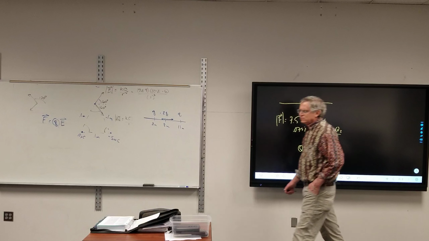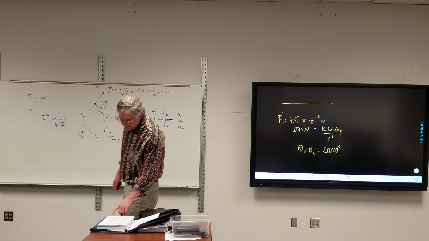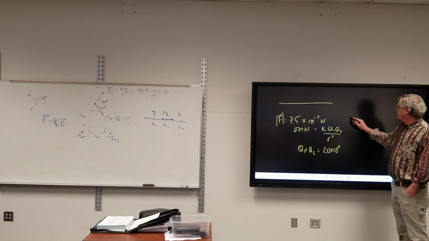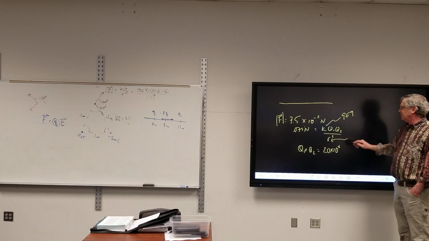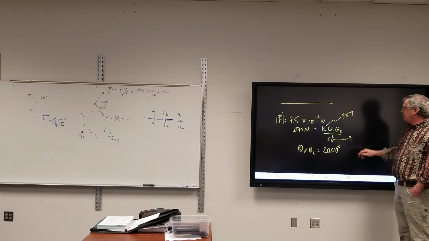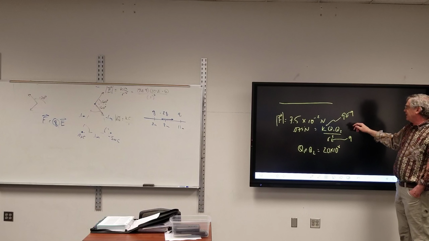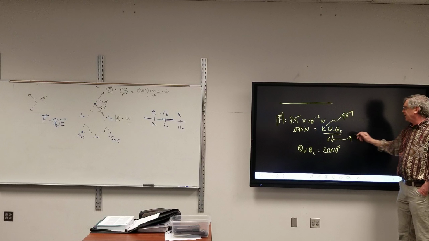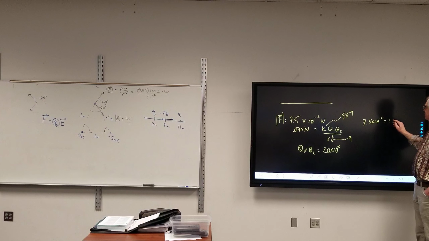And R, you know what R is? Presumably, yes, 3 meters. So k is 9 times 10 to the 9th, and this is 3 squared, or 9. So we get this 10 to the 9th. If I divide both sides by 10 to the 9th, I get 7.5 times 10 to the negative 11 is equal to the product of the charges.